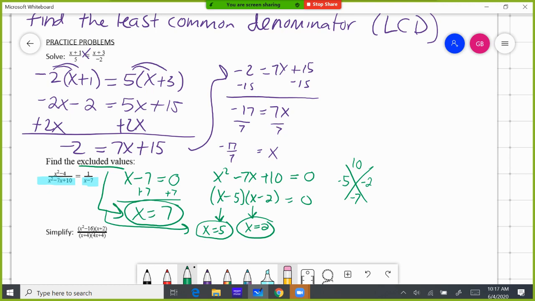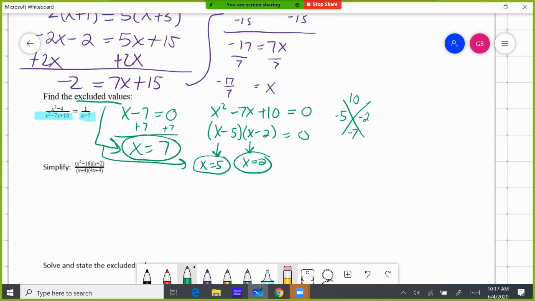Okay, next, we're going to simplify this here. So what we're going to do is factor this here to help us simplify. So x squared minus 16, you should recognize that this is a difference of squares. So this actually simplifies to x minus 4 and x plus 4. The square root of x squared is x, and then the square root of 16 is 4. So that's how we got that. This is a difference of squares.